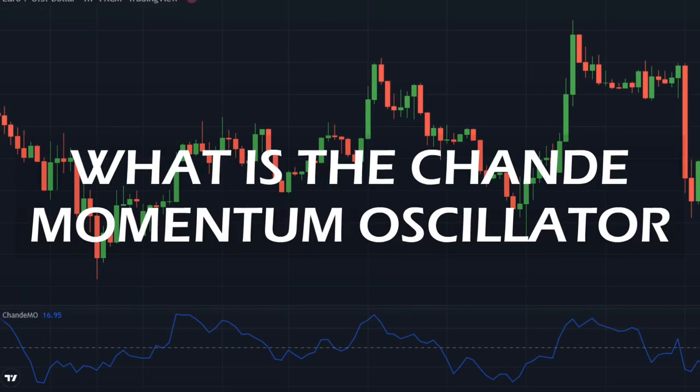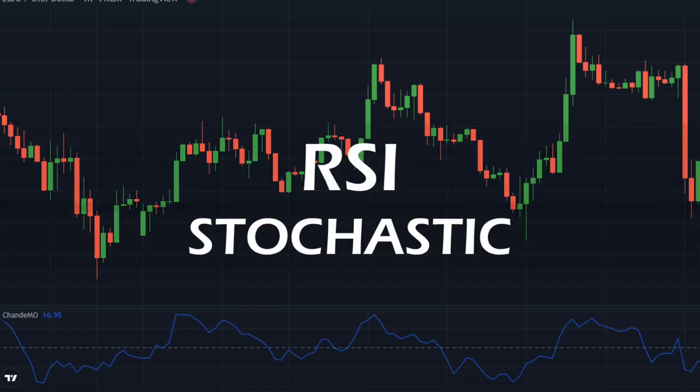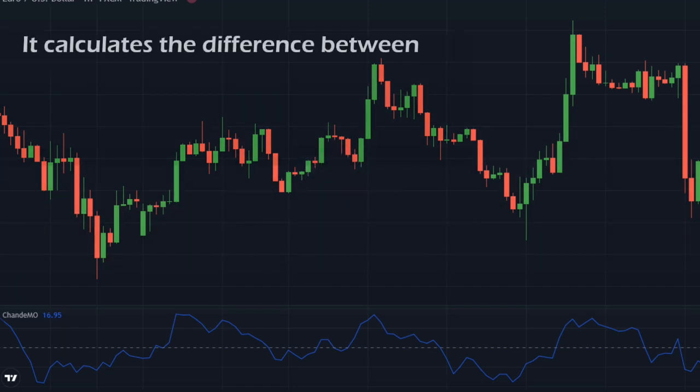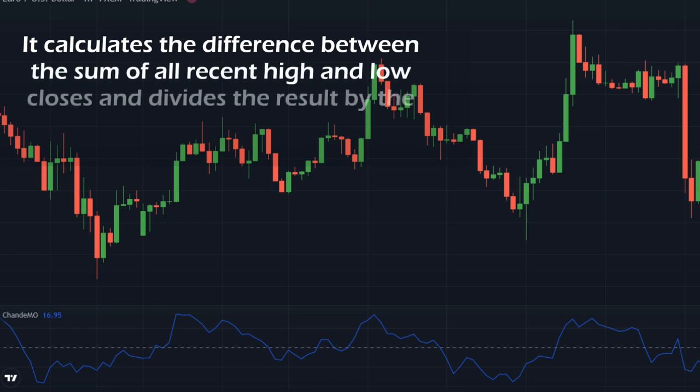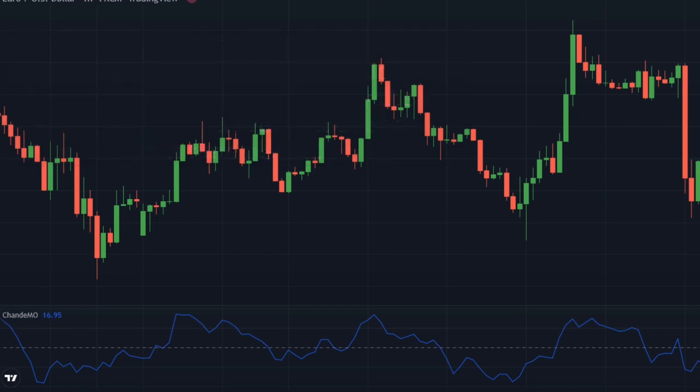First, let us understand what is the Chanda Momentum Oscillator. The Chanda Momentum Oscillator is similar to the other momentum indicators, such as the RSI and the stochastic oscillator. It calculates the difference between the sum of all recent high and low closes, and divides the result by the sum of all price movement over a given time period. The result is multiplied by 100 to give a range of -100 to +100. Typically, the defined time period is 20 periods.